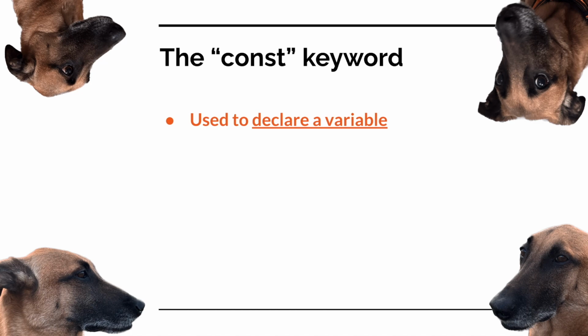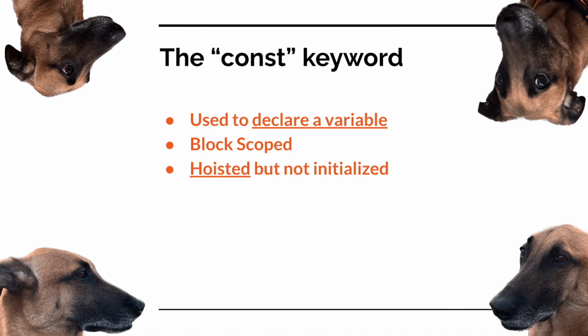And what makes it unique is that it is block scoped, which means if it's inside of a block, only that block has access to it. Const is hoisted to the top of the block scope, but it isn't initialized. So if you try to access a const before the line it has been declared on, you'll run into an error. This is something called the temporal dead zone, where the variable has been declared, but you cannot access it.